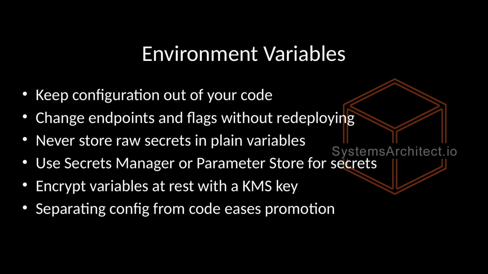6. Environment variables. Environment variables keep configuration out of your code so the same function behaves differently across environments without redeploying. For anything sensitive, never store the raw secret in a plain variable. Reference AWS Secrets Manager or Parameter Store instead. Those services keep credentials encrypted and rotate them automatically. Lambda can also encrypt variables at rest with a KMS key.